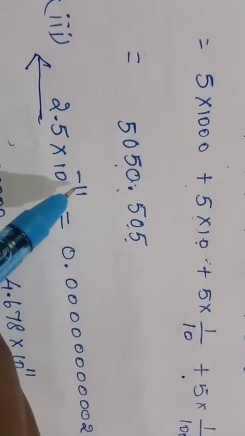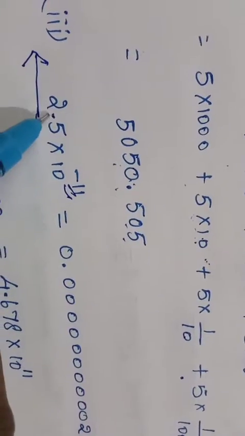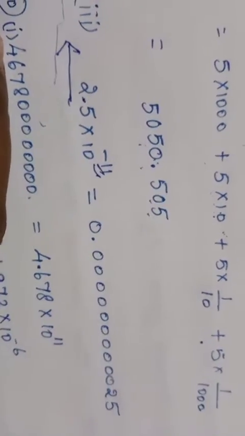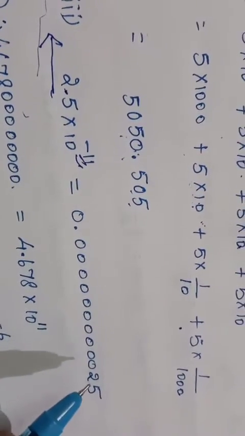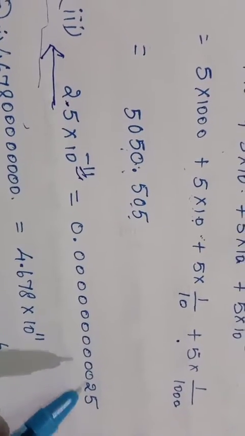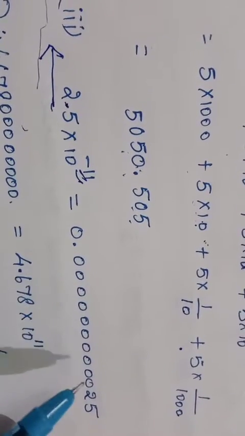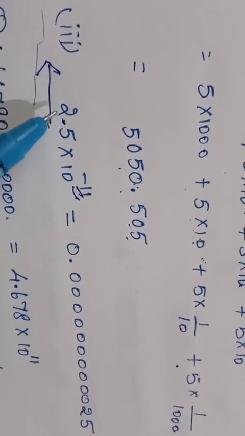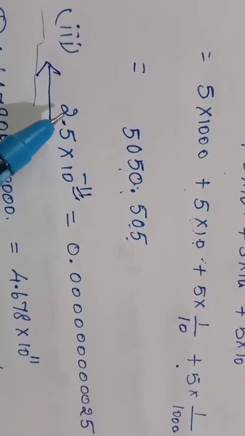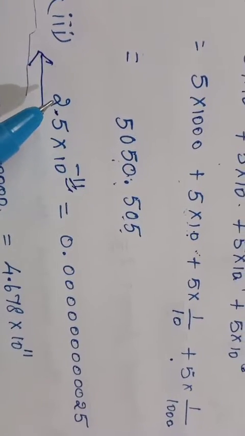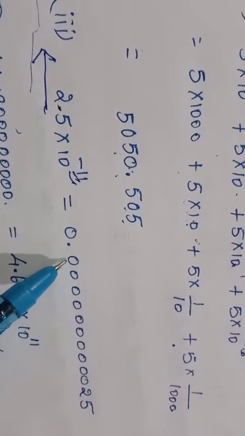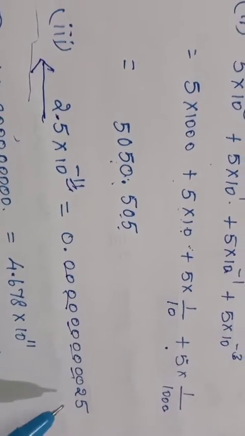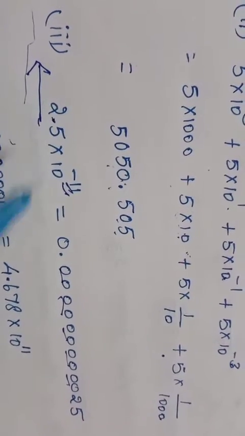How many steps do I have to move? 11 steps I have to move. The decimal point I have to move 11 steps towards the left side. So for 11 steps where you do not have a digit, you have to write 0. Here we have one digit, which is 2. So how many zeros do I have to write? 10 zeros I have to write. Already one decimal is there, so the remaining 10 zeros are needed.